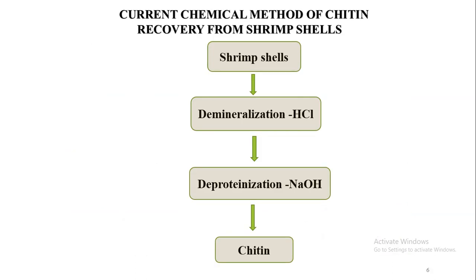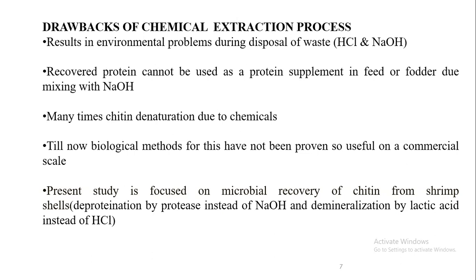The current method of recovery of chitin from shrimp shells is demineralization using HCl. Then proteins are removed using NaOH, and thus chitin is recovered from the shrimp shells. But as these methods use strong chemicals like HCl and NaOH, they create environmental problems. The protein recovered after NaOH treatment is not suitable to be used as feed or fodder. Many times, because of these harsh chemicals, there is denaturation of chitin. Till now, biological methods have not been proven on a commercial scale.